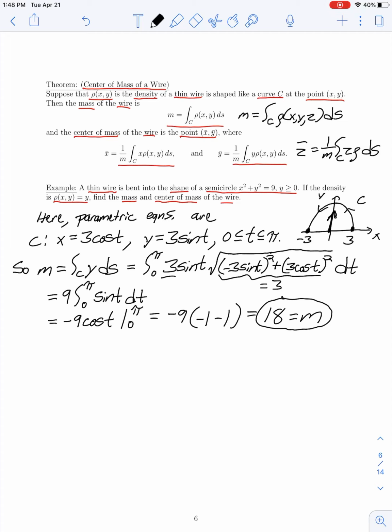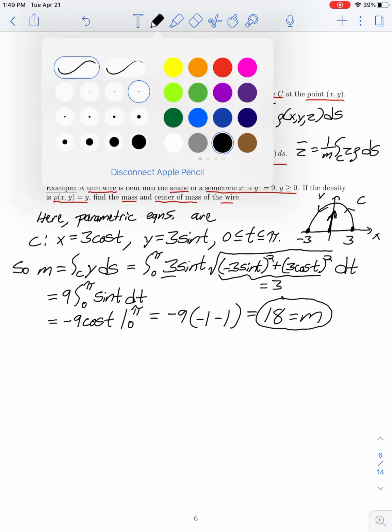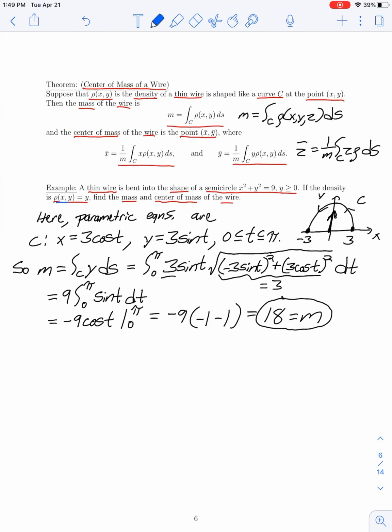Now, in order to find the center of mass, we can make use of these equations that we had for x bar and y bar. Now, if we're a little bit clever here, we can save ourselves a tiny bit of work. We notice that this wire is in the shape of an upper half circle. So the wire itself is symmetric about the y-axis. And our density function in this example was rho of x y equals y.